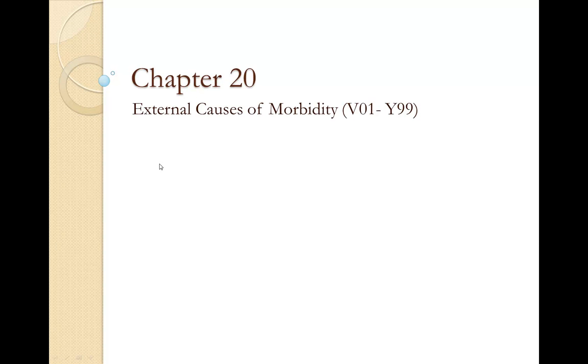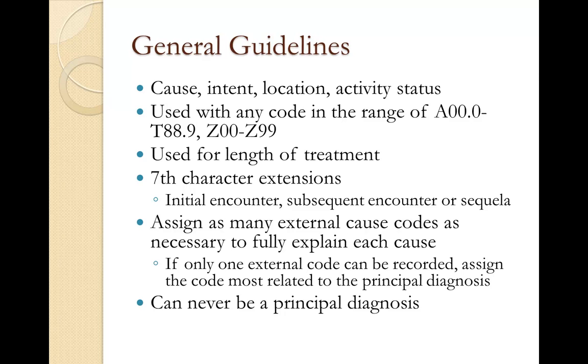Now that we've talked about injuries and poisonings and adverse effects, let's take a look at external causes of morbidity. This is Chapter 20, codes V01 to Y99. Those of you familiar with ICD-9, these are what we used to remember as E codes, but now they're V and Y codes. It's really the same guidelines as ICD-9, so these are going to indicate the cause, the intent, the location, and/or the activity status of the patient at the time that the injury or poisoning occurred.